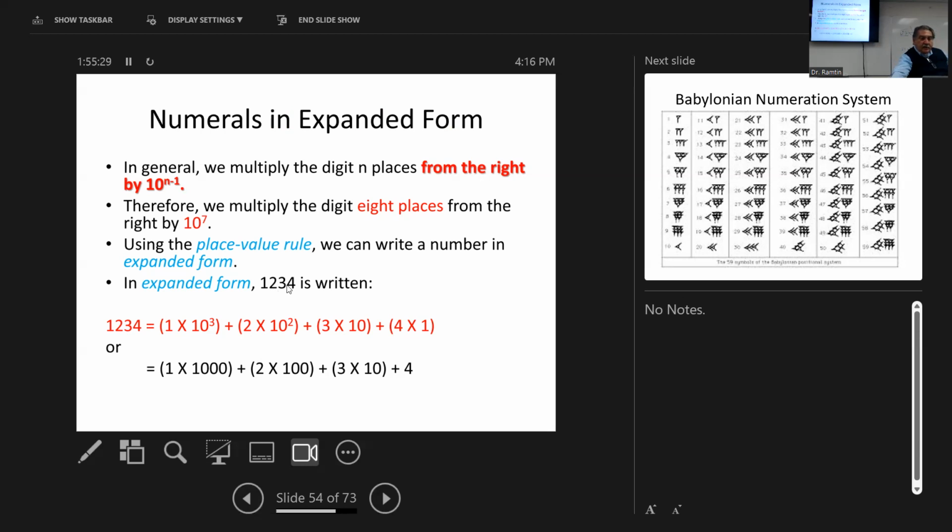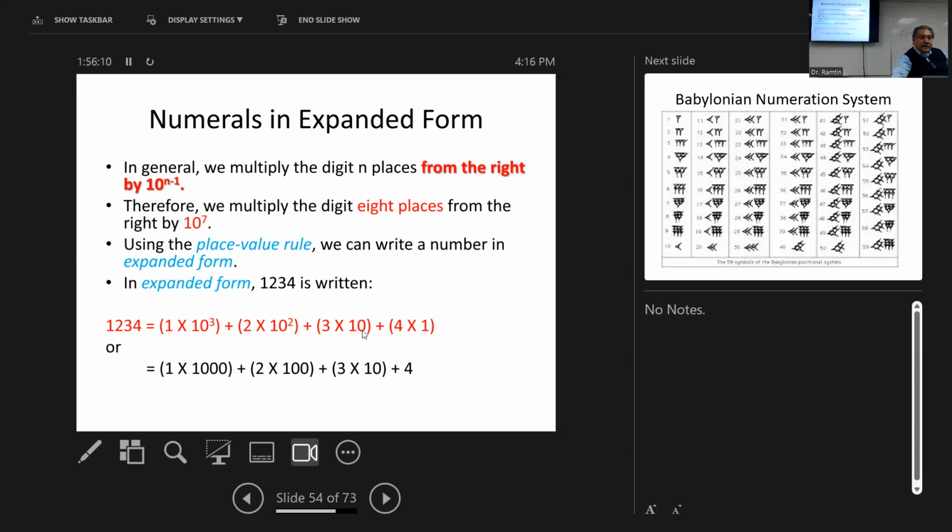Let's say we have this number, 1,234. We want to write it in expanded notation. So this is what you do. Just write 1,234 equal to. Then take each digit, separate them. I take 4, 3, 2, and 1. Start from here. It's 10 to the power of 0, which makes it 1. This is the first position. First, n is 1, 1 minus 1 is 0, 10 to the power of 0 is 1.